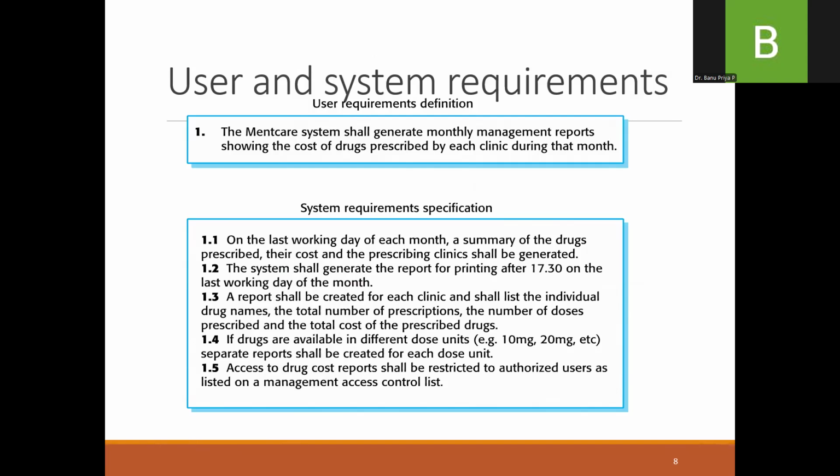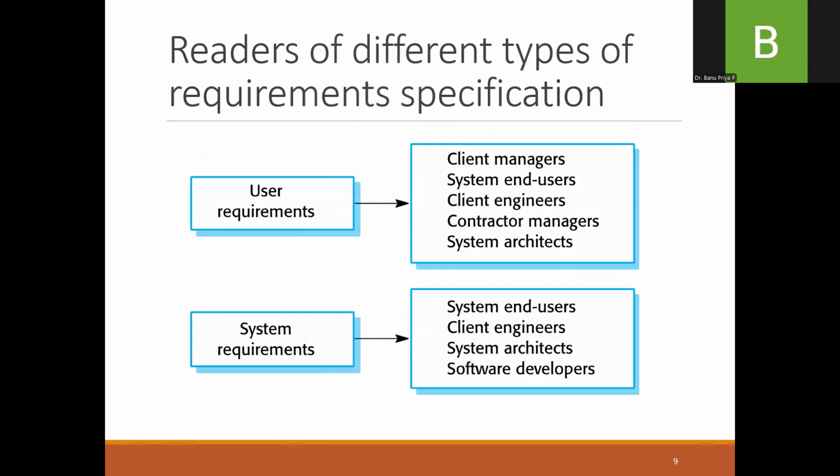Whereas the system requirement: on that particular day, what is the summary of the drug and what is in the report of that particular time, how much drug is given, the dosage of the drug, the number of drugs, the number of prescriptions, how to assess the cost of the drug. All these are the system requirements. It is a detailed one. Whereas for the user, it is just the cost of drugs in a particular clinic.